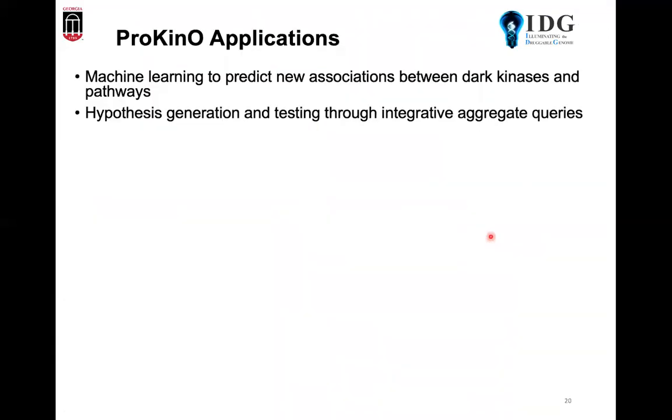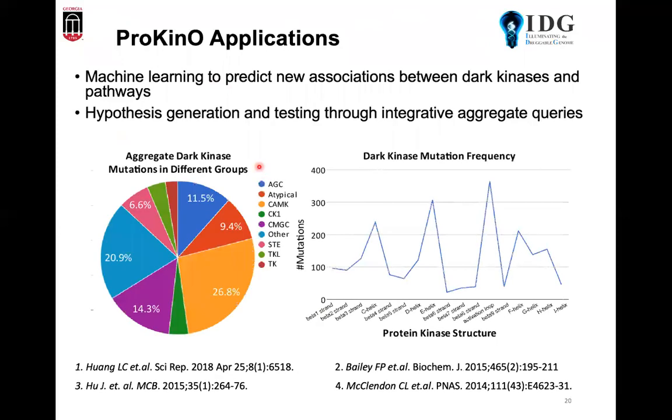So a couple of common applications of the ontology. One of the applications is using the ontology to find new associations between dark kinases and pathways using machine learning on knowledge graphs. This is ongoing work that we're doing, and unfortunately, I won't have time to tell you about that. But the other application of ProKino is in the generation of new hypotheses through integrative knowledge graph mining, and this is something that we and others have applied ProKino extensively for.